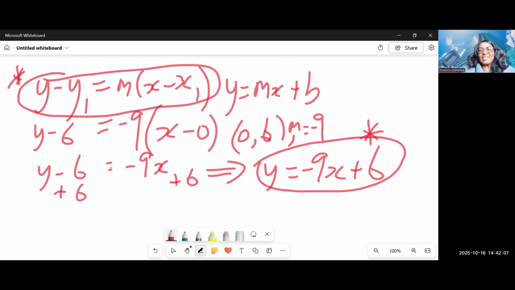What would B be? Oh, B is the y-intercept. M is the slope. Very good. Good question. B is the y-intercept. So that's why it's called slope-intercept form. So this is M, this is B.